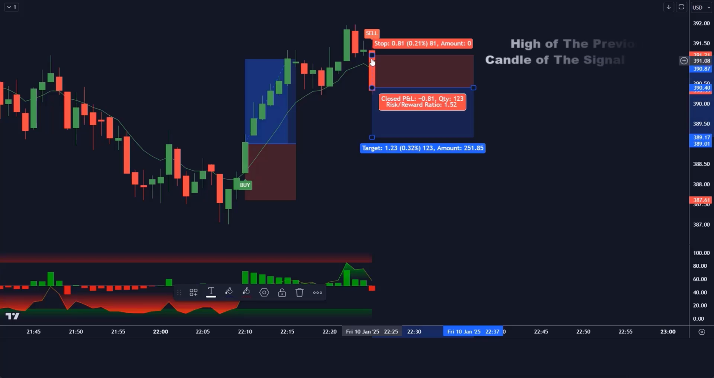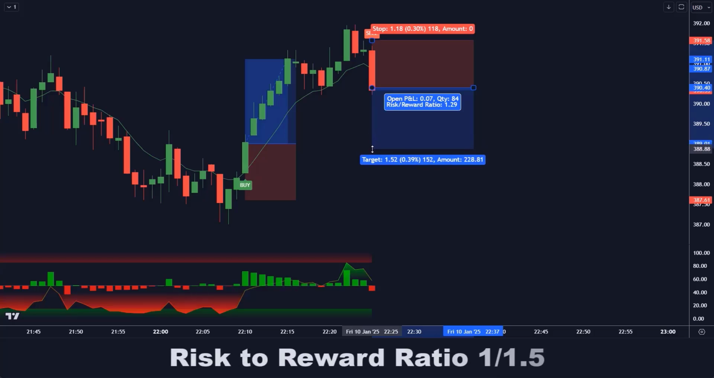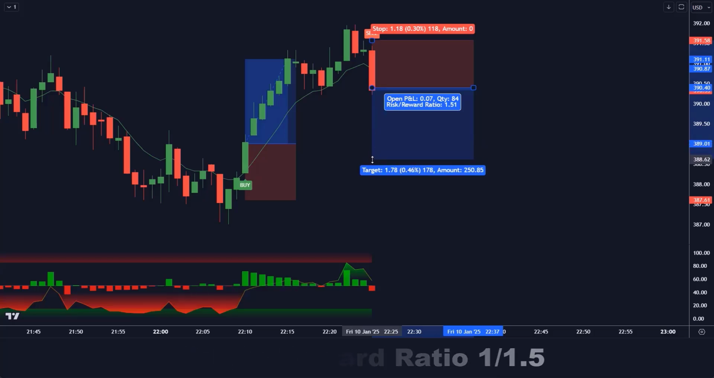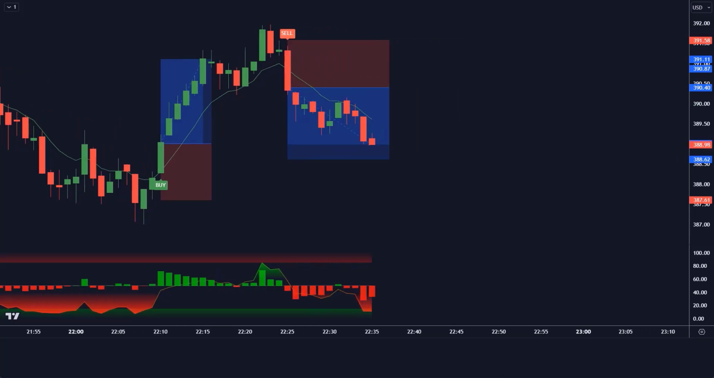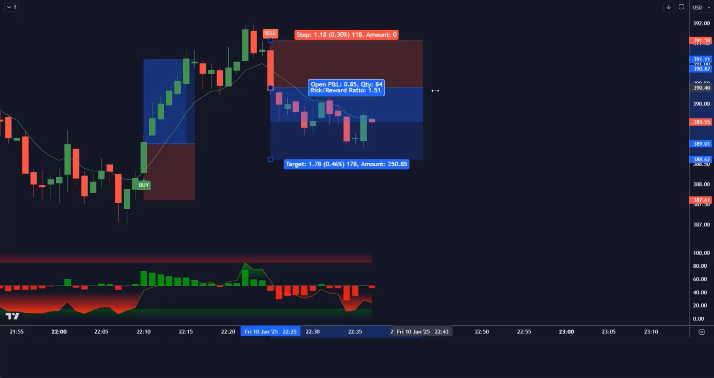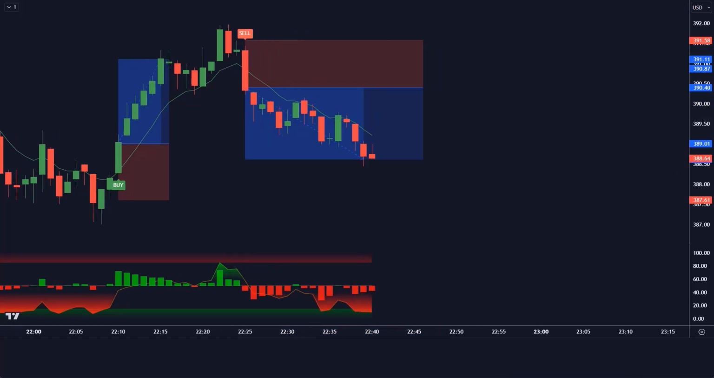Our stop loss is to be placed at the previous high of the previous candle of the signal candle. And the risk to reward ratio will be 1:1.5. Let's see what happens to our trade. Our trade is running in profit. We have won the trade. Let's find the next trade.